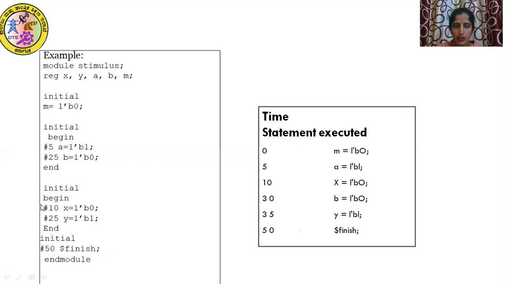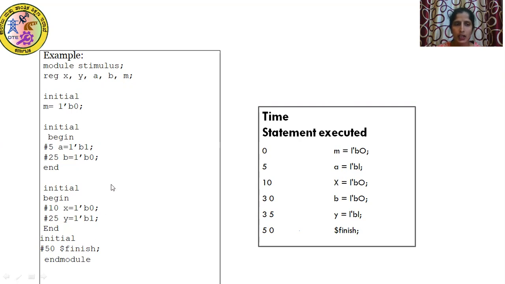And coming to the third loop, here within initial, we have two more statements written which are enclosed in between begin and end. The first statement is associated with a delay of 10 time units, where the variable x is initialized to 1-bit binary 0, and the second statement is associated with a delay of 25 time units, where y is initialized to 1-bit binary 1. And we have written a finish statement within the initial construct here, which is associated with a delay of 50 time units.